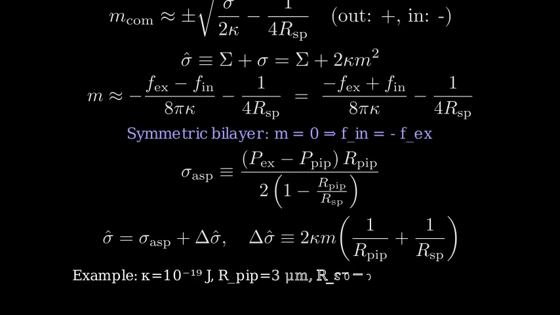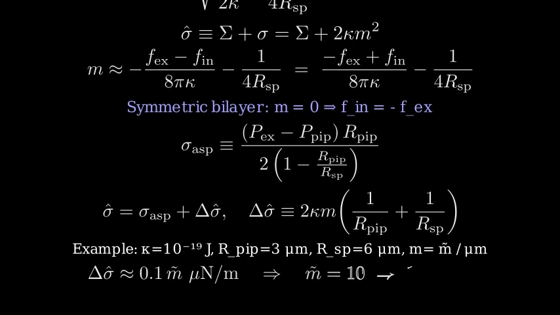For example, take kappa equals 10 to the minus 19 joules, pipette radius 3 microns, vesicle radius 6 microns, and m equals m-tilde per micron. Then delta sigma hat is about 0.1 times m-tilde micronewtons per meter, which is already about 1 micronewton per meter for m-tilde equals 10. At very small aspiration pressures, this extra term is not negligible.